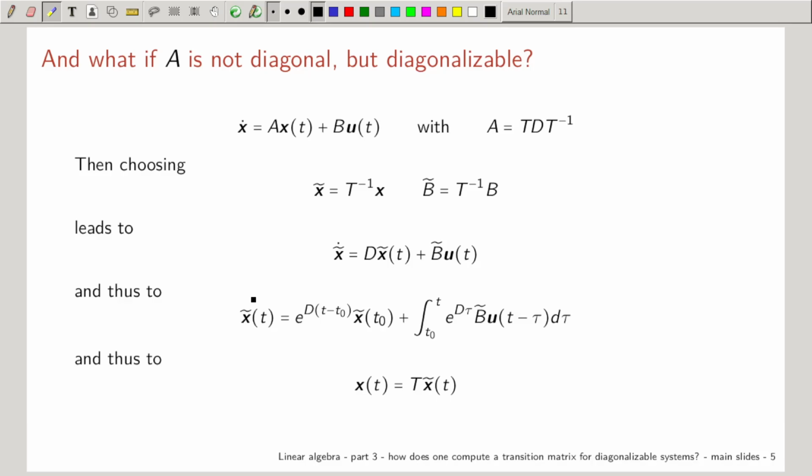Now, whenever we get this one, did we get the trajectory of this one? No, we need to go back. True?